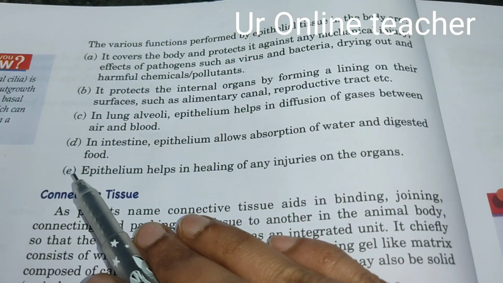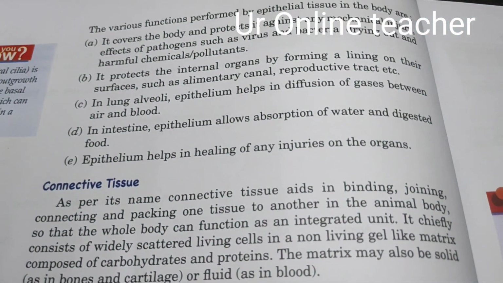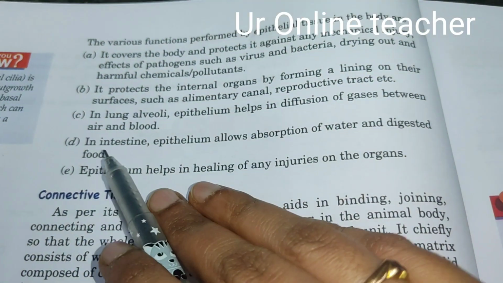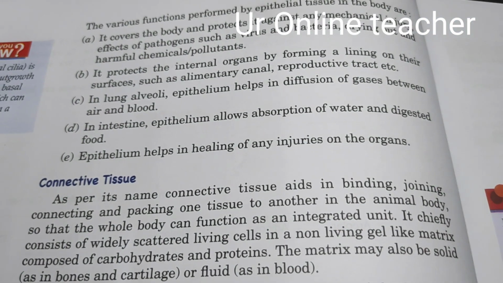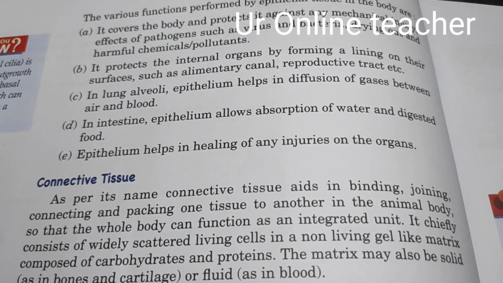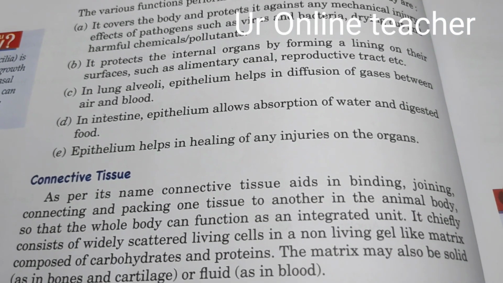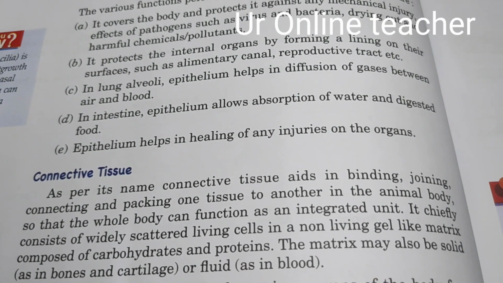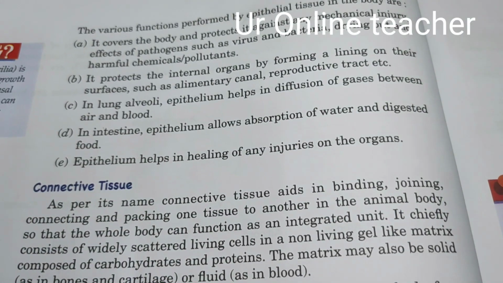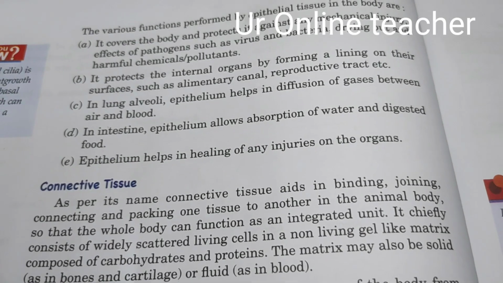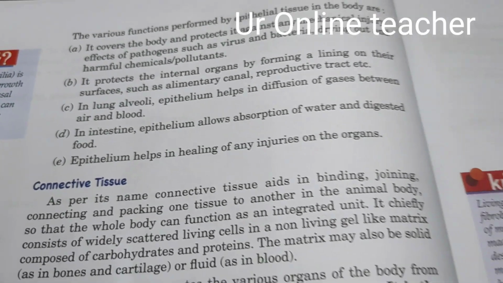In the lungs, alveolar epithelium helps in diffusion of gases between air and blood. In the intestines, epithelium helps in the absorption of water and digested food. Epithelium even helps in the healing of injuries on the organs.